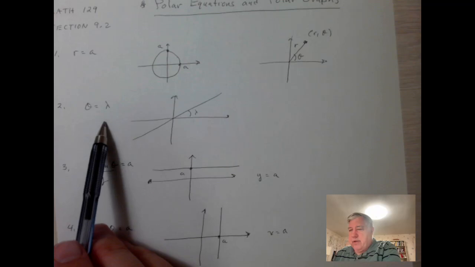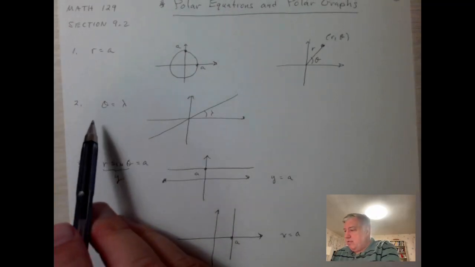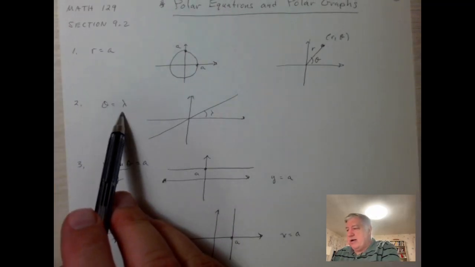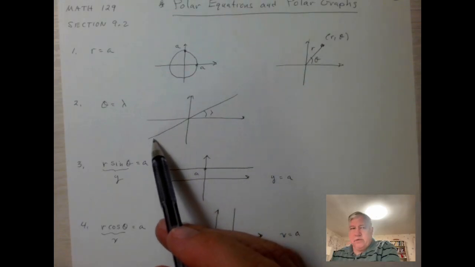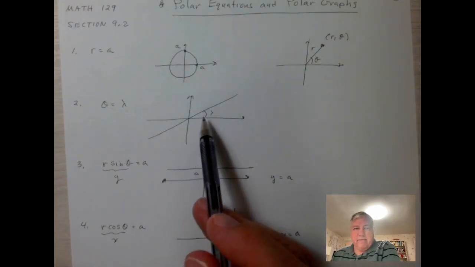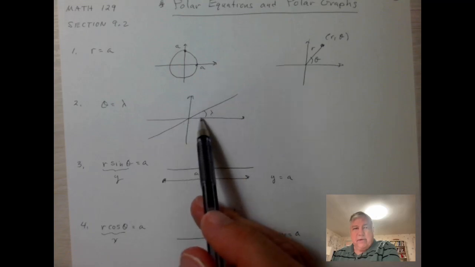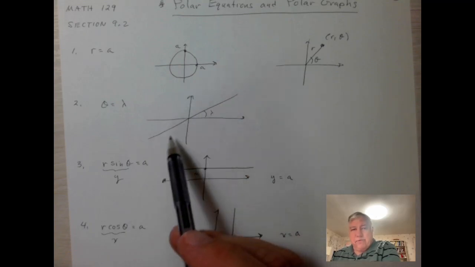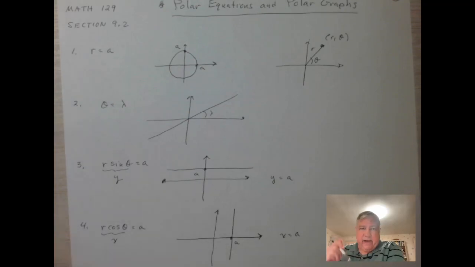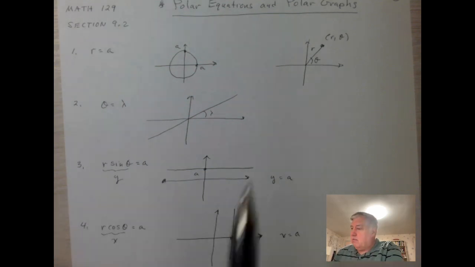Another thing we saw was if we set theta equal to a constant and let r be anything we want, we get the points on this line that makes an angle of lambda with the positive x-axis, right? So the slope of this would be the tangent of lambda, but that's neither here nor there. Okay, or I guess maybe it is important, but we'll just move on.